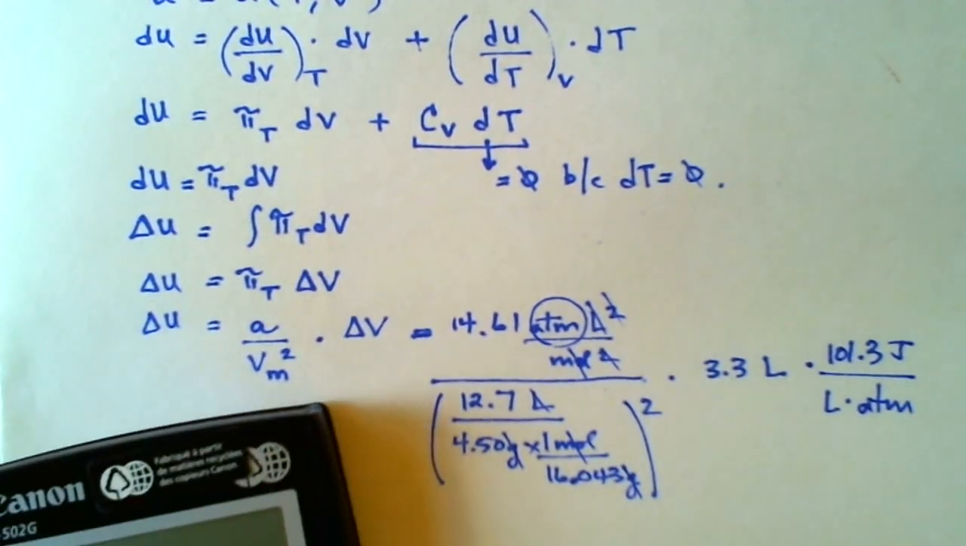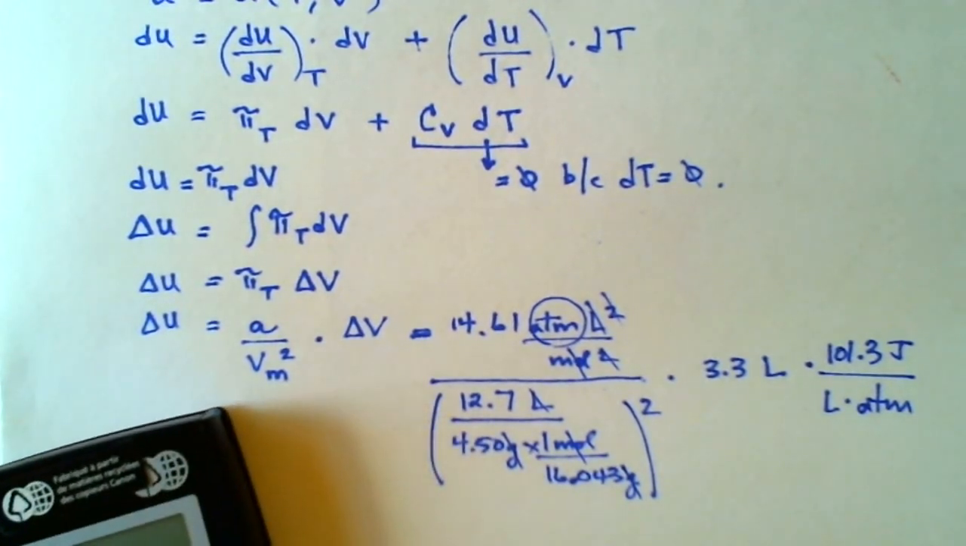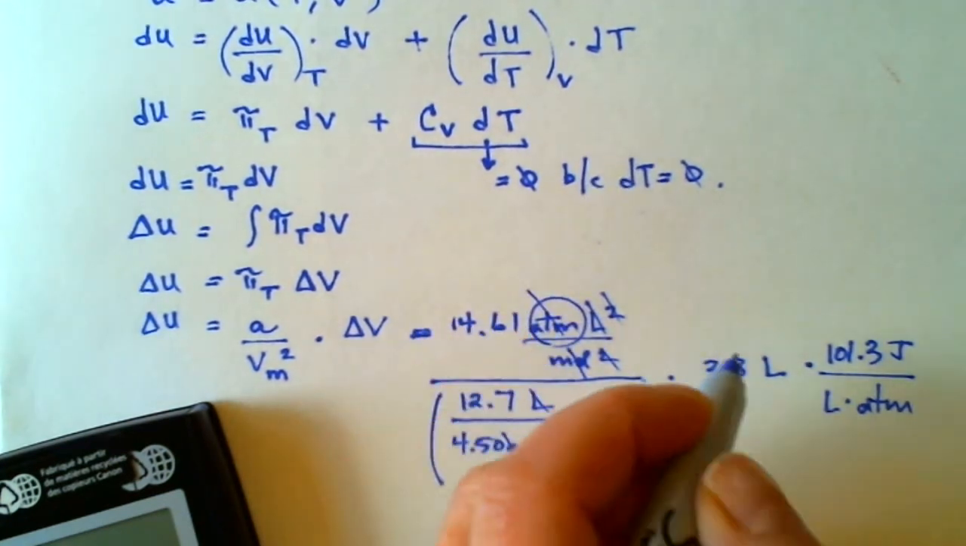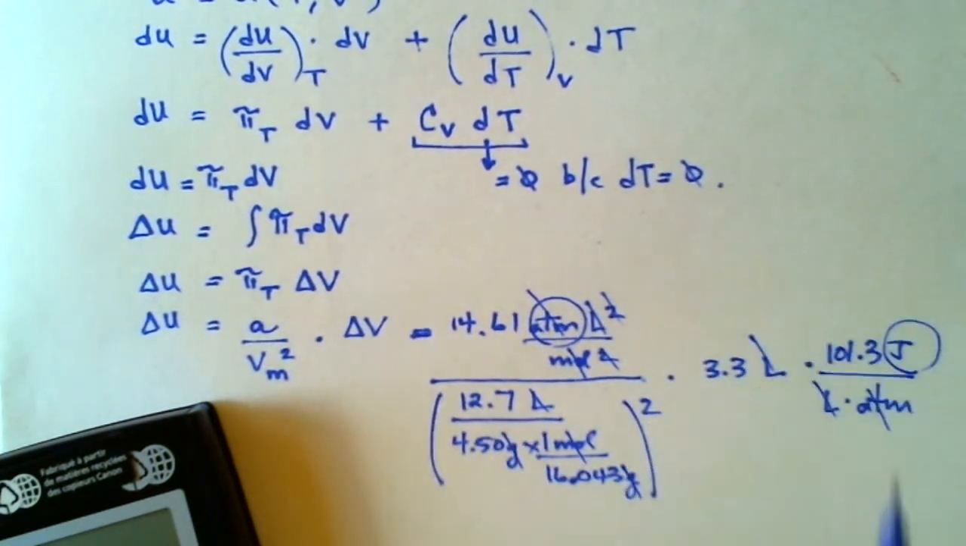Okay, so get your calculators out, and I'll just carry on and indicate that my final answer is in joules. Okay, I'm going to do this bottom part here first. 12.7 divided by 4.5 times 16.043. So I have a molar volume of 45.2769.